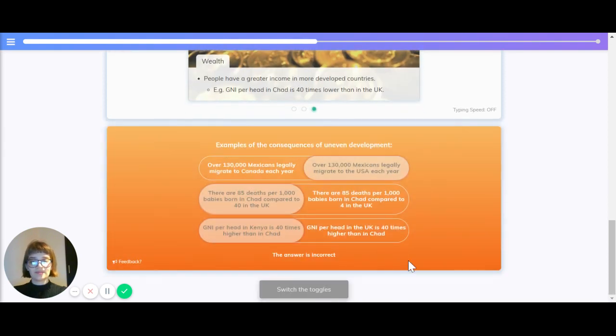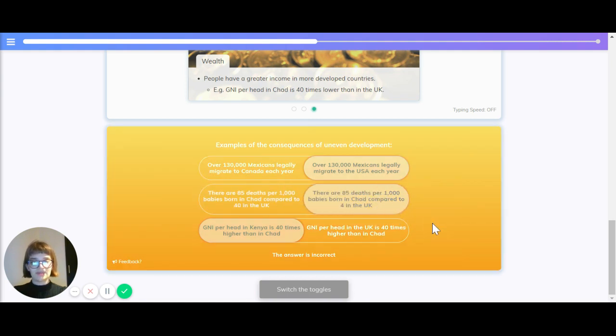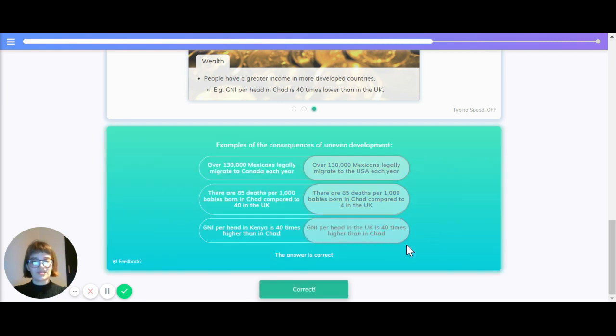Let's quickly do a recap of that. What are the examples of the consequences of uneven development? Over 130,000 Mexicans legally migrate to the USA every year. There are 85 deaths per 1,000 babies born in Chad compared to 4 in the UK. And GNI per head in the UK is 40 times higher than in Chad.